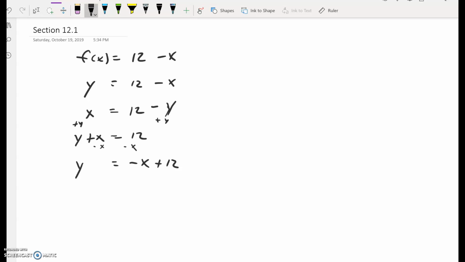And now we replace this y with the function notation for an inverse. It looks like f to the negative 1 power, but it just means the inverse function of f. And so that's minus x plus 12. And so we have 12 minus x and minus x plus 12. Those are inverses of each other.